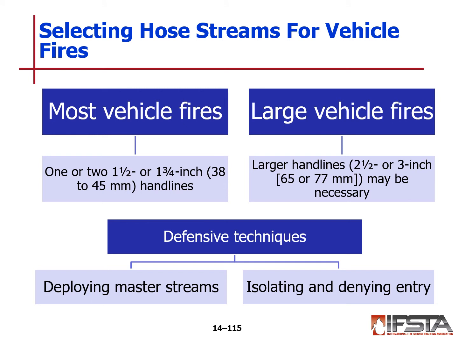Selecting our proper hose streams for the vehicle fire. With most vehicle fires, one or two 1.5 inch or 1.75 inch hand lines are going to be sufficient. With larger vehicle fires, you may consider 2.5 or 3 inch lines as well. Defensive techniques include deploying master streams and isolating and denying any entry. With bigger commercial vehicles that also may involve a tanker or vessel of fuel, we may get into defensive techniques as well.